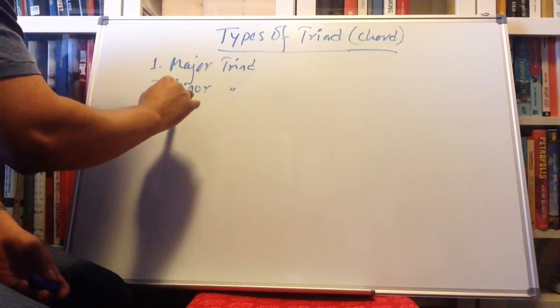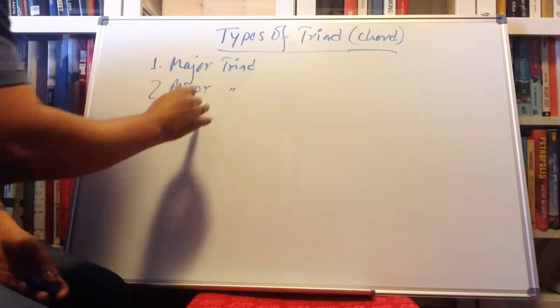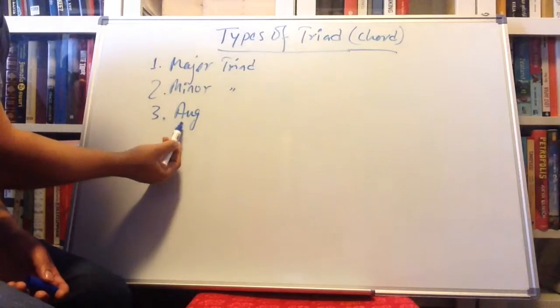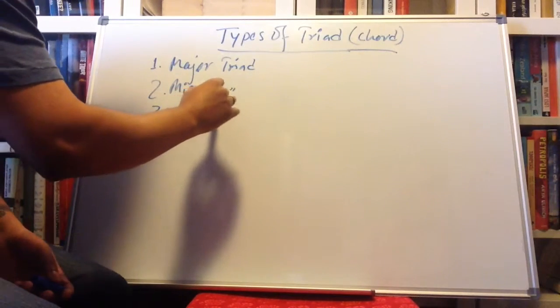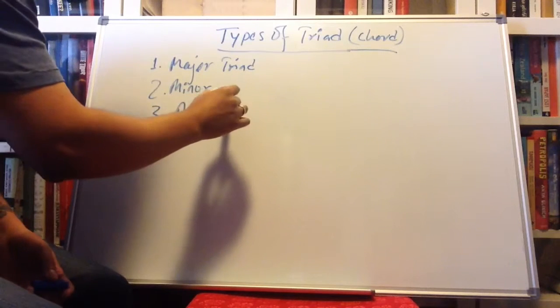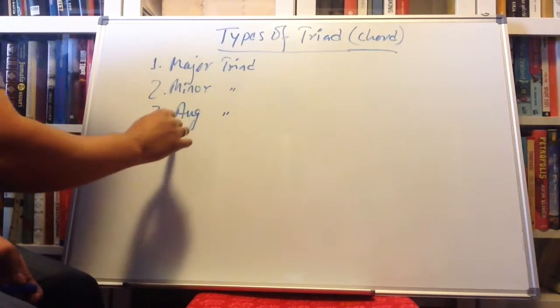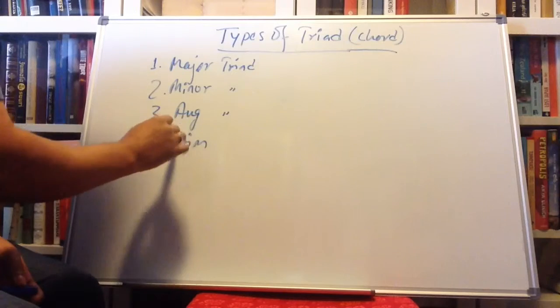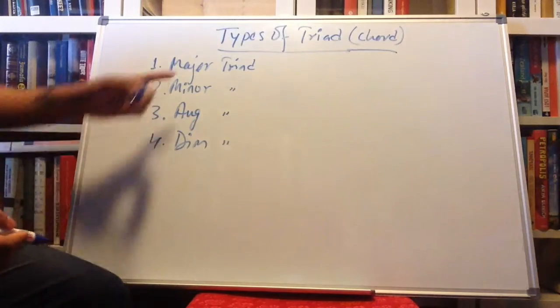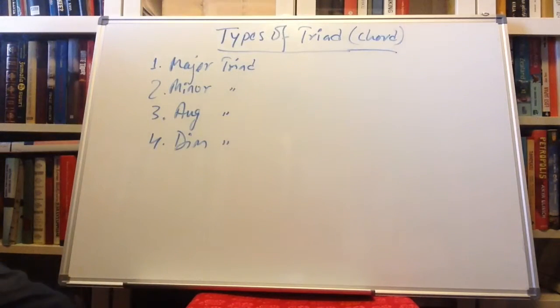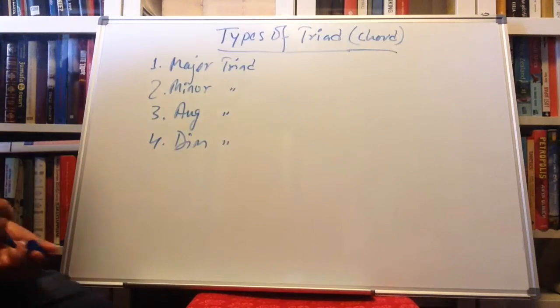The third one is augmented, in shortcut it's written aug. It's the augmented triad. And the fourth is the diminished triad, which is the dim triad. And they actually have their own formulas.